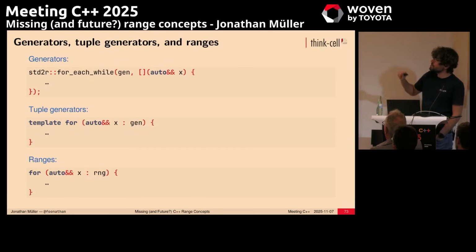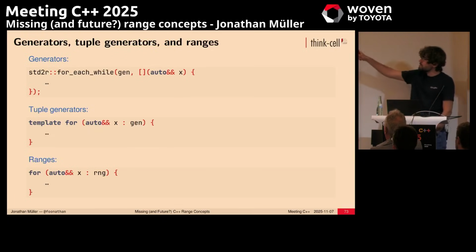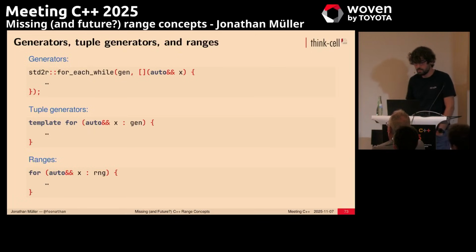We've got the generators, which only support for each while. We've got the tuple generators, which support the upcoming template for, where you can write a for loop that just expands over all the elements. And we've got the regular ranges, where you can use the range-based for loop.